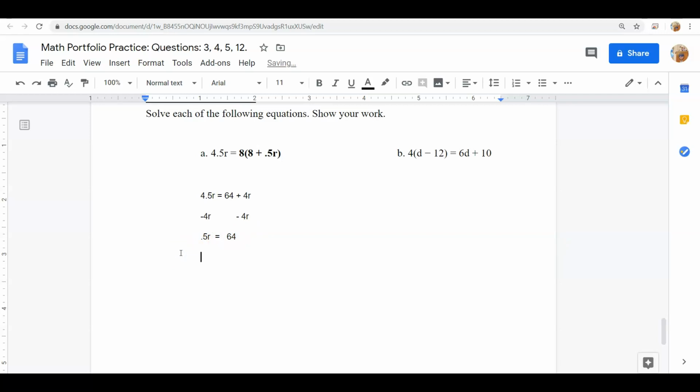So what we have to do now is the opposite of multiplication, and that is division. So if it's 0.5 times r is equal to 64, we need to divide by 0.5, because that's the opposite of multiplication. And what we do on the left side, we also have to do on the right side. So 0.5 divided by 0.5 is just going to be 1, so my r can drop down. We don't need to write 1r, not necessary.